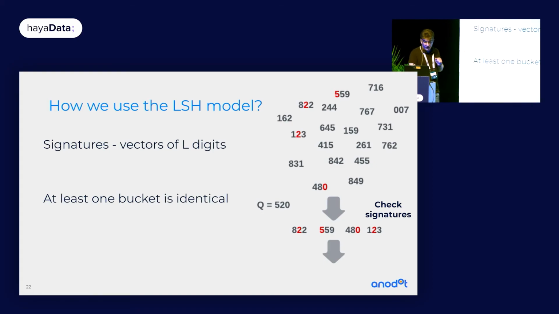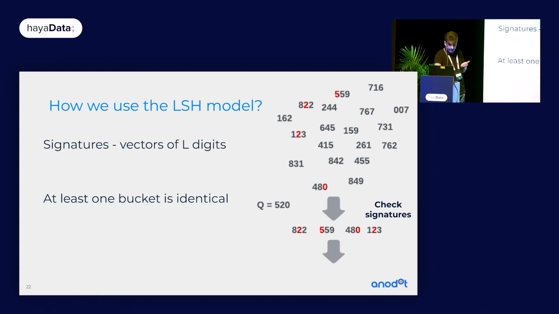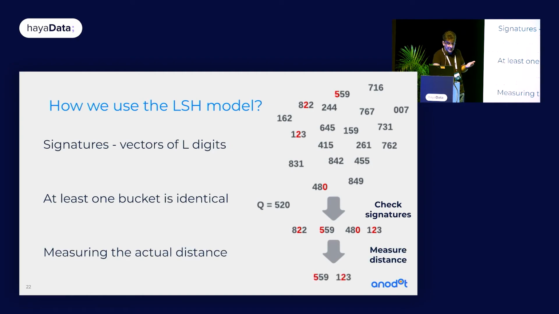Okay. Now we found those, and we want to compare the actual distance. We are working with cosine similarity, and we want to compare actual cosine similarity between the candidates and the query vector. And this is the next step. So we are measuring the distance and dropping all the vectors below the threshold.